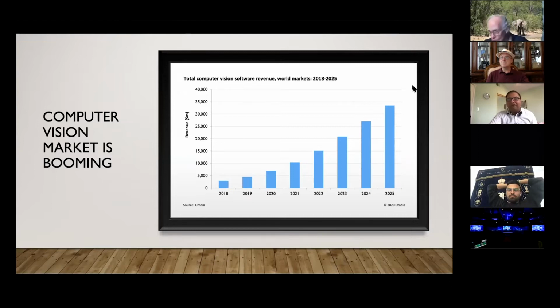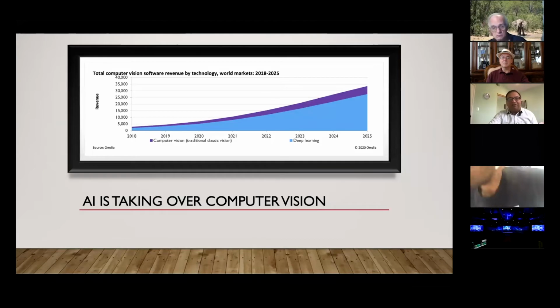I think the prediction is something like 33 billion in the next 7 years. A 33% growth rate, quite large by any means. And it's going to go everywhere. I've got some slides that show where it is all being used and the use cases. But there is not a single industry that has been left untouched by computer vision.